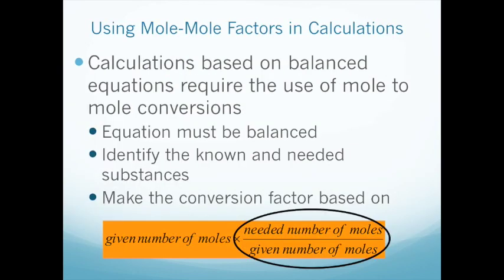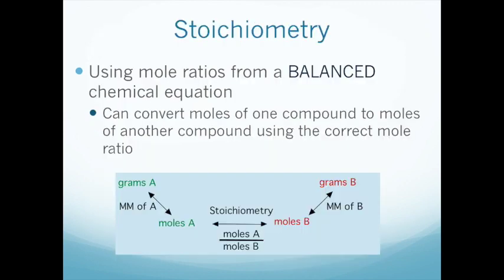So we do calculations based on balanced equations. This allows us to use mole-to-mole conversions to figure out the number of moles of one substance that we need based on the number of moles of the known substance. We have to make sure these equations are balanced, and we have to identify the known and needed substances and convert them based on this equation. So given number of moles times needed number of moles divided by given number of moles. This process is called stoichiometry.